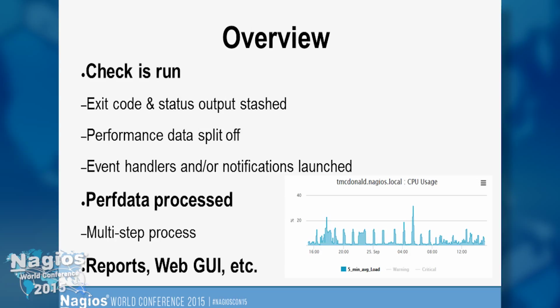There's a couple of pieces that hit it, and I want to focus on those today because that's one of the biggest questions we have: what are all these directories? What are all these files? Why do we have cron running, and what is NPCD? And reports, web GUI, et cetera, that's the final destination. So once everything is run and stored away, you look at it.